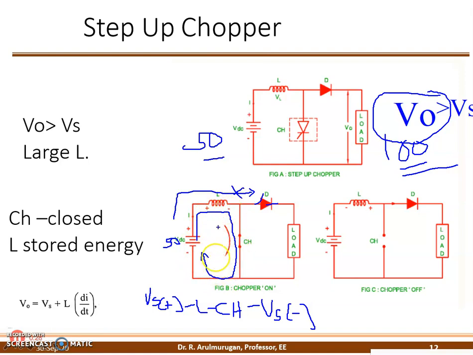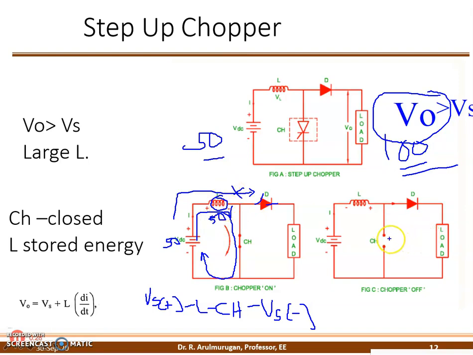So during the loop condition, what will happen? The inductance gets charged. It gets charged with that 50 volts, directly from the 50 volt source. Mode 1 is over. So in mode 1 the inductance is getting charged.